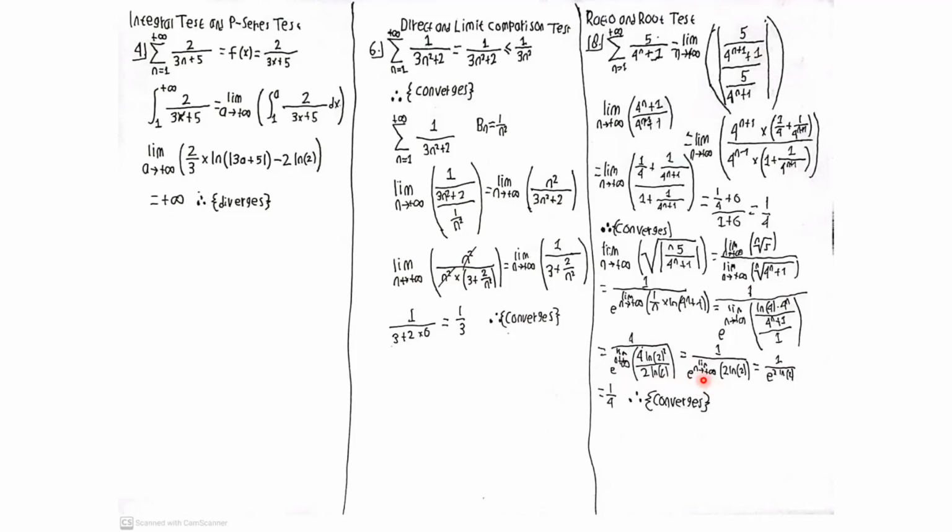So the limit will be 1 over e to the 2 ln 2, as n goes to plus infinity. Then 2 ln 2 is equal to 1 over e to the 2 ln 2. So we simplify e to the 2 ln 2 into 1 over 4. So the limit exists, so it converges.